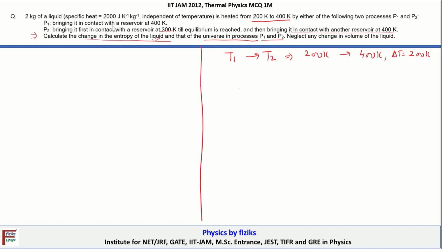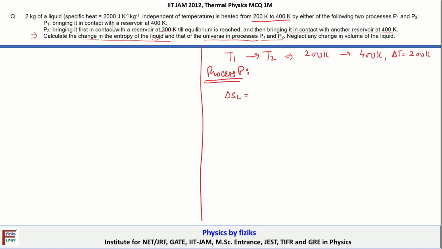Okay, so let's continue with the process P1 first. We will calculate the entropy change for the liquid. If I call that delta SL, that's the entropy change of the liquid.